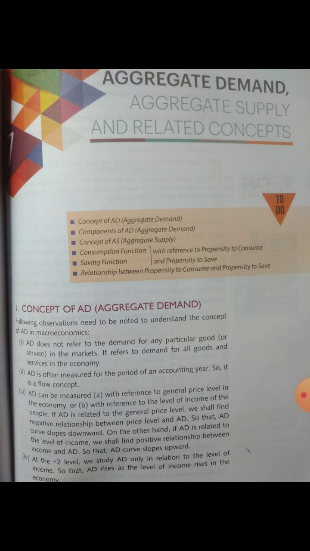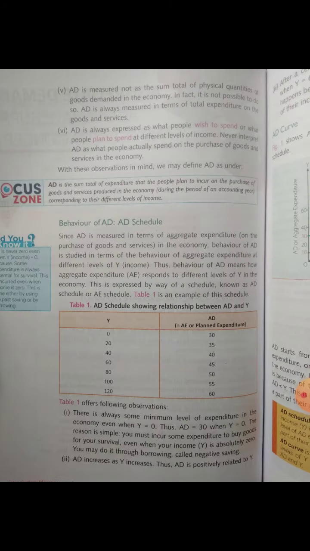Then AD is measured not as a sum total of physical quantities of goods demanded in the economy. In fact, it is not possible to do so. AD is always measured in terms of total expenditure on goods and services. You know it very well that we cannot measure AD in terms of physical quantity. We measure AD by how much we are spending on our demand. So AD is measured in terms of total expenditure on goods and services.